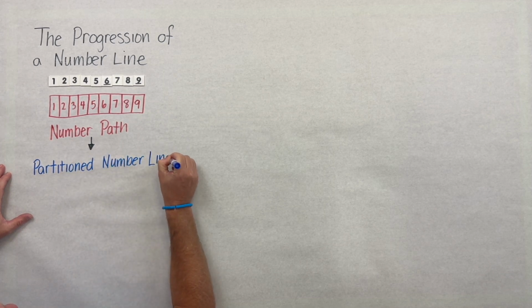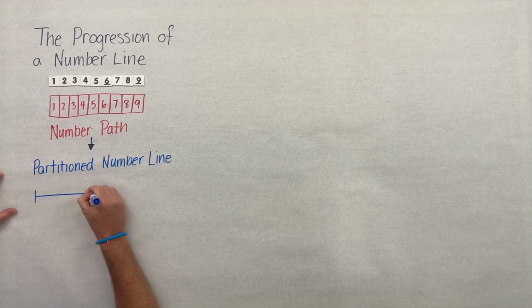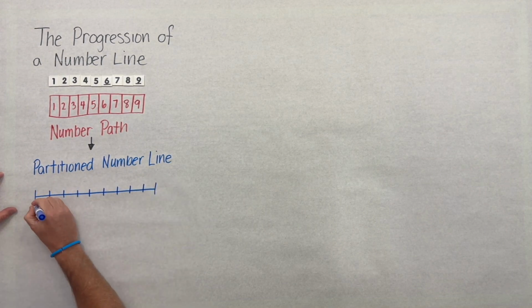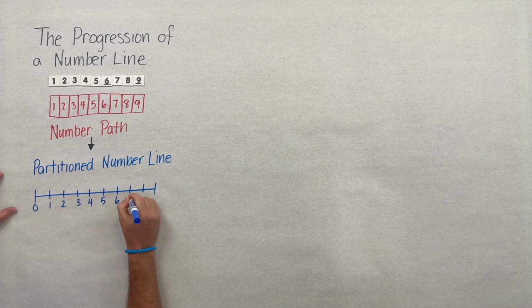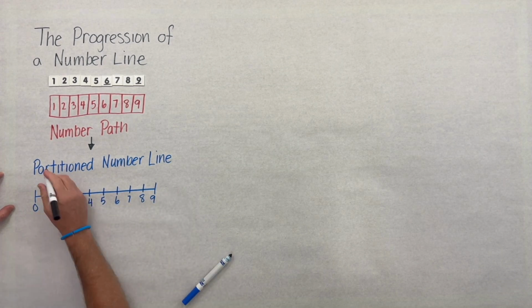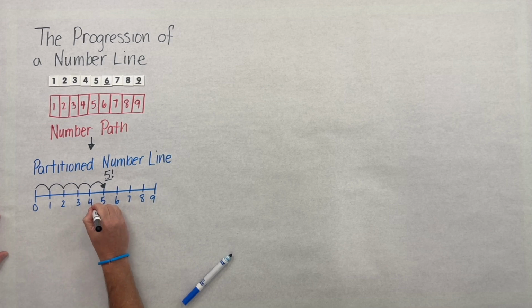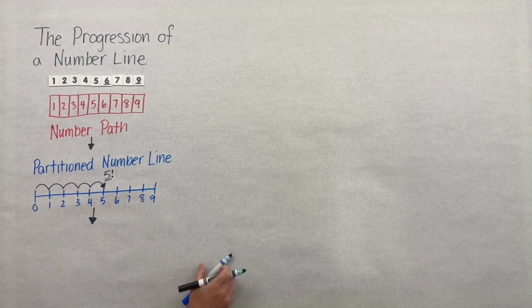Then, as students begin to explore this idea of a number path, we gradually progress to this idea of a partitioned number line, where we remove the individual squares and we now look at it through a linear model here, where now each number can be counted, and here we get to the number 5.